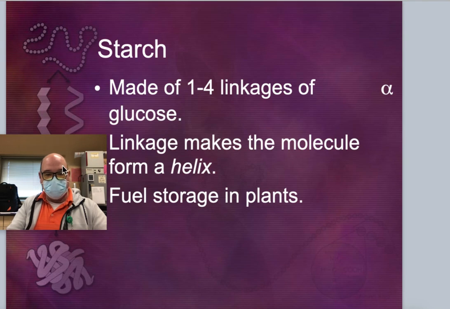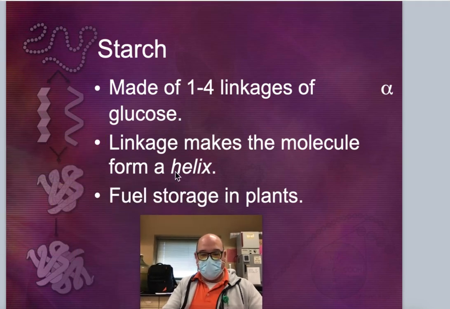It might have a few sugars in it. So starch, I don't know why, but my alpha went all the way out here. Starch is made out of linking alpha glucose, and it makes a spiral helix like I showed you before. We can eat it. It's food storage in plants, and it generally tastes good.